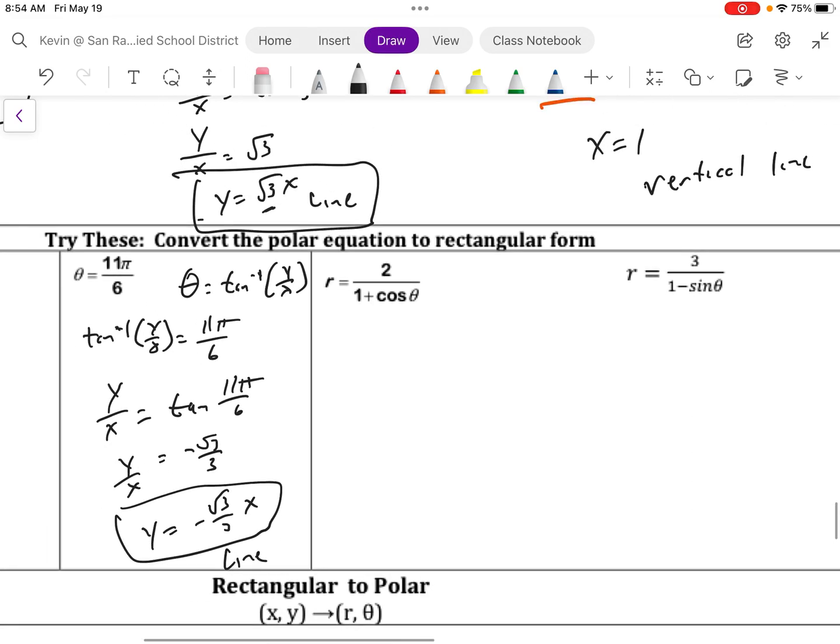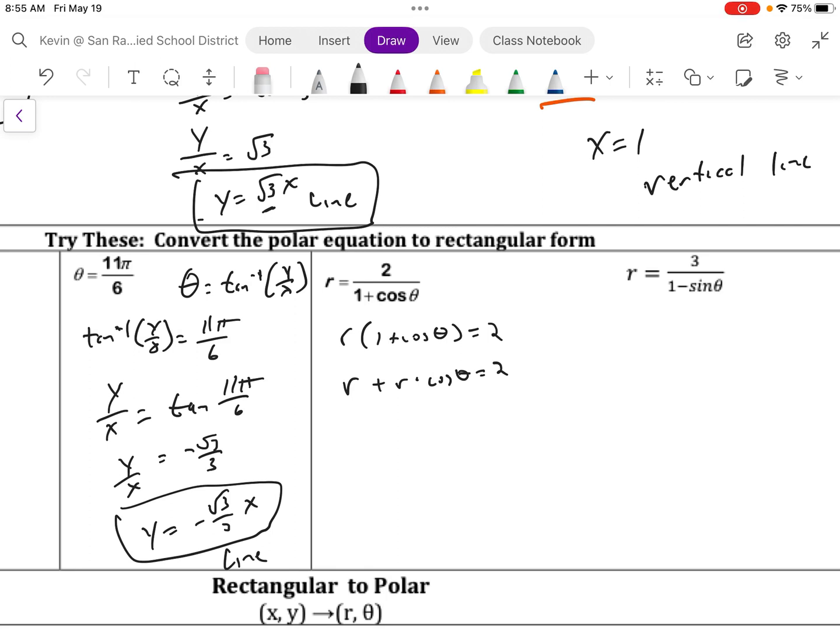Okay. Over here, these get a little bit trickier. We're going to multiply both sides, and basically we get r times 1 plus cosine theta equals 2. And we distribute the r in, so r times 1 is r plus r cosine theta equals 2.